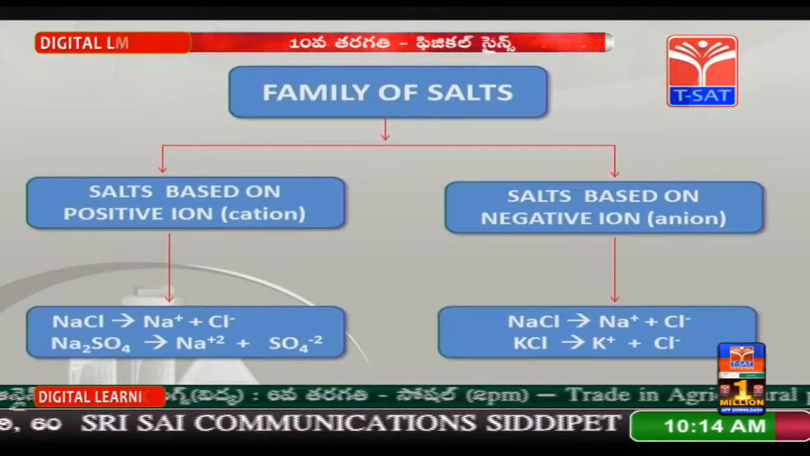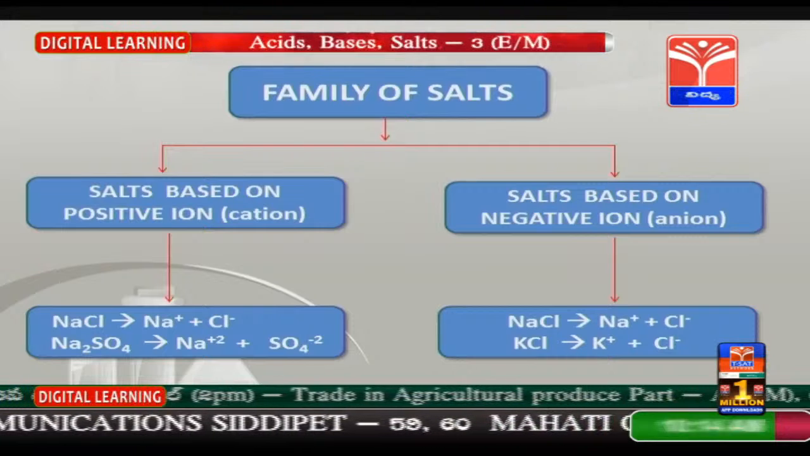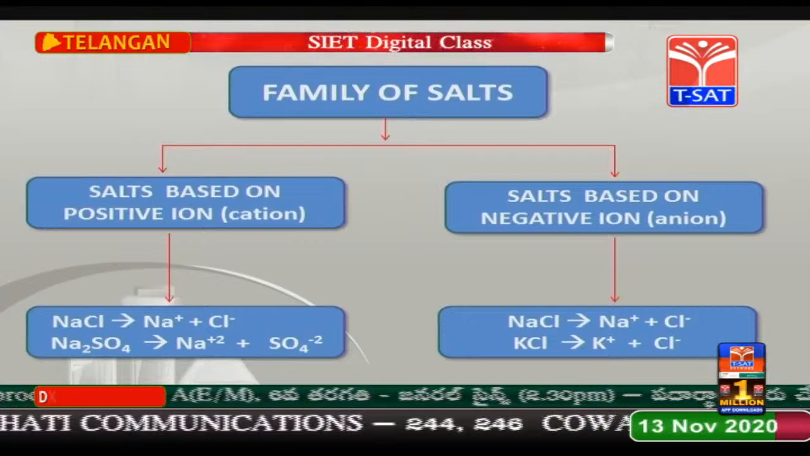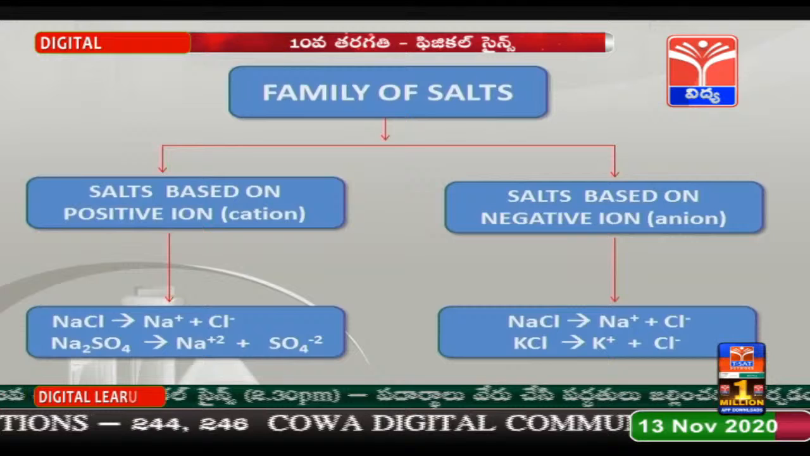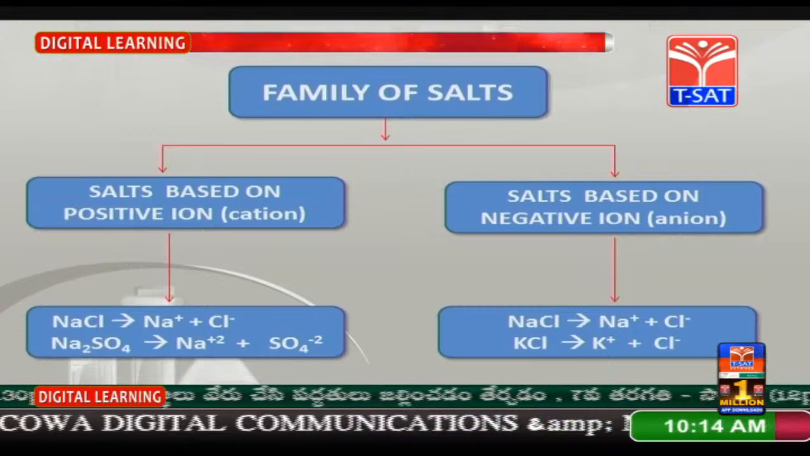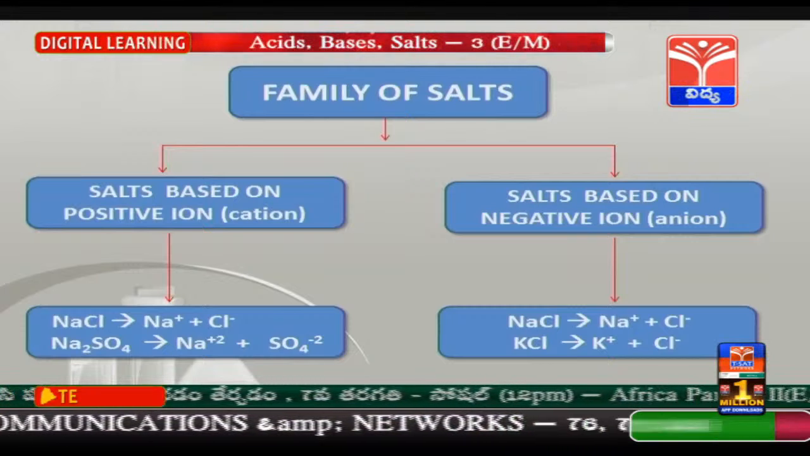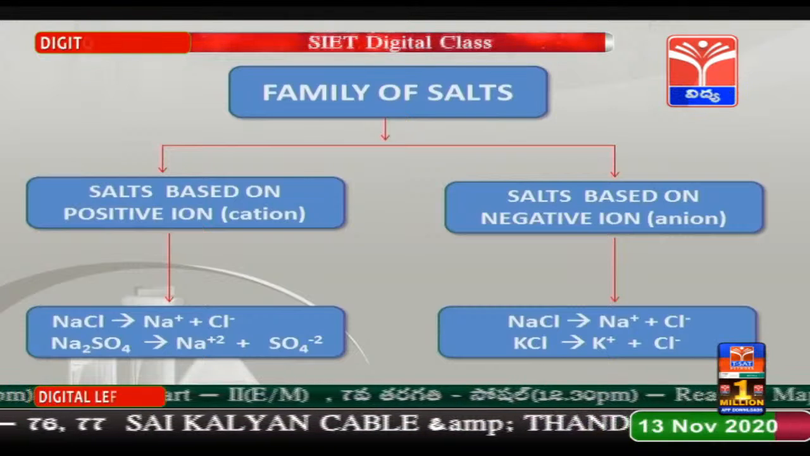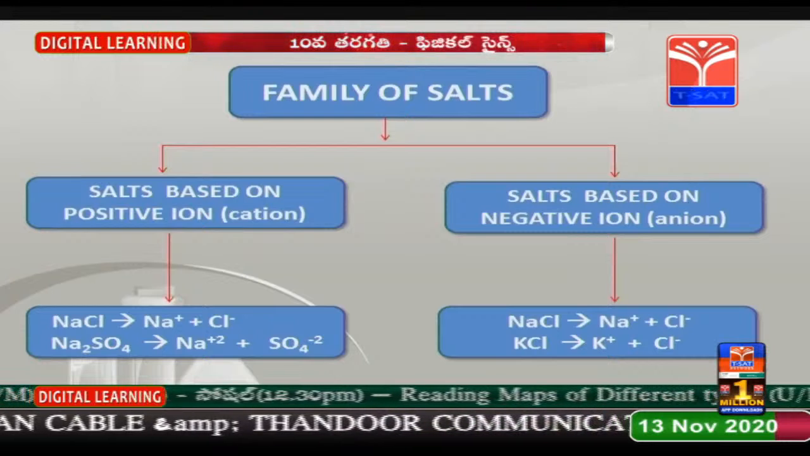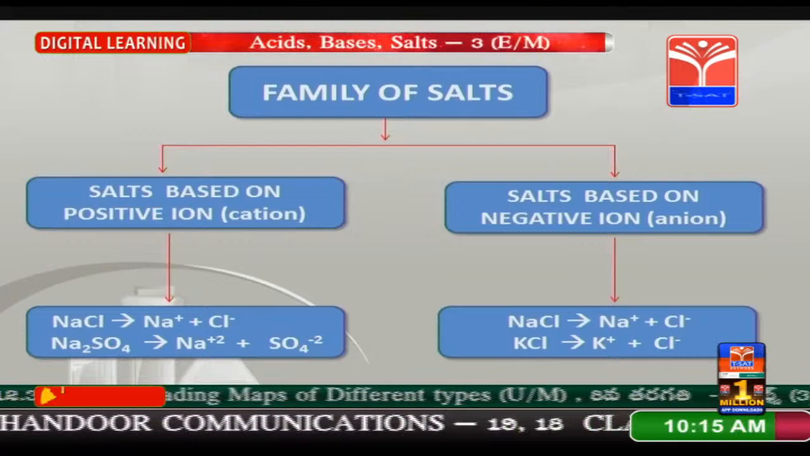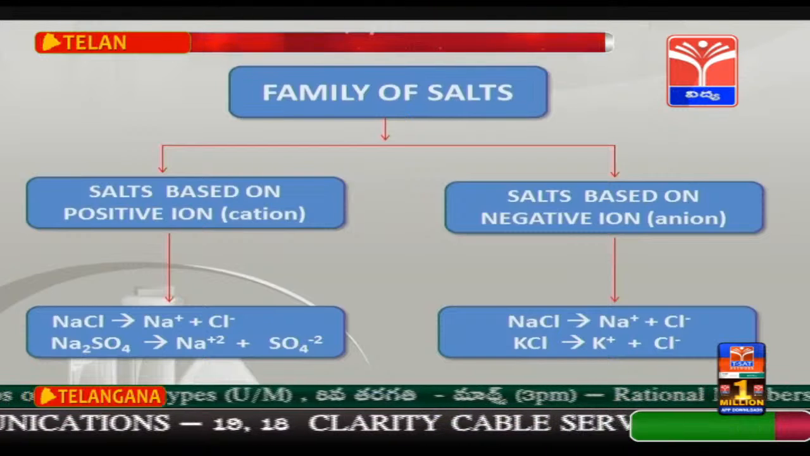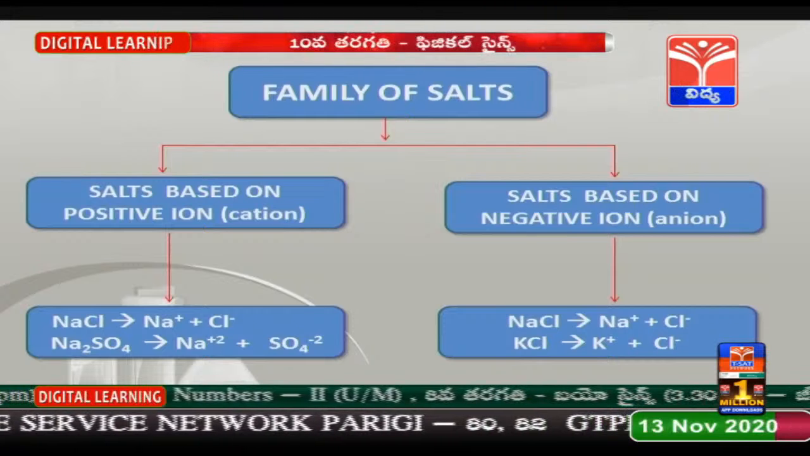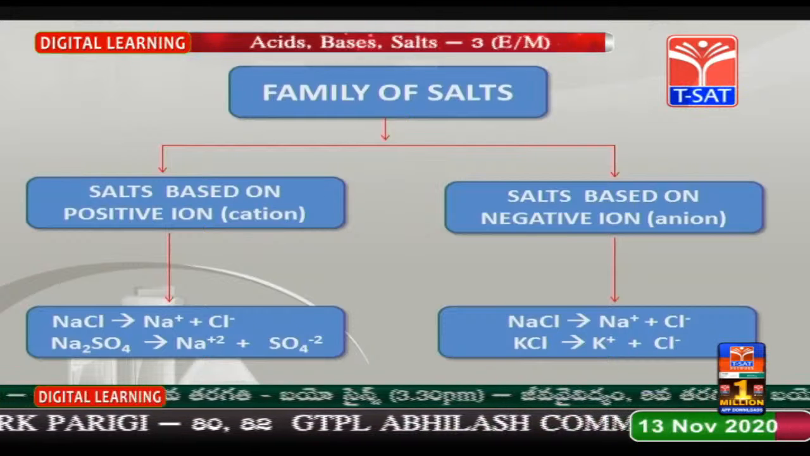Now, take another salt, sodium sulphate. What is the cation formed here? It forms Na+ ions. That means it is a cation. The anion formed is the sulphate ion, SO4 2-. Now, look here, children, which is common in both these salts? The sodium ion, Na+, is common. It is a cation. Therefore, it is called a sodium salt or otherwise a cationic salt.